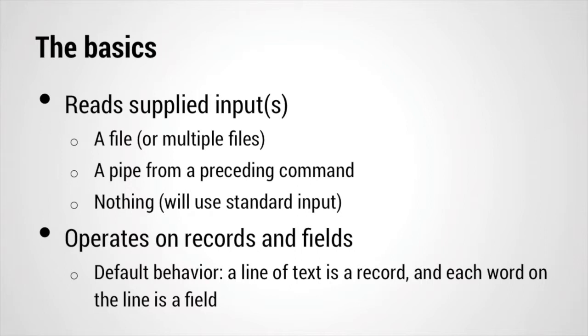And awk operates on the notion of records and fields. So you have a file with multiple records, and each record has multiple fields. And these are determined by a record separator and a field separator, which by default are a newline and white space, respectively. So what you get by default is a line of text is a record, and each word on that line is a field. You can specify your own separators to change that behavior, which we can touch on in a moment.